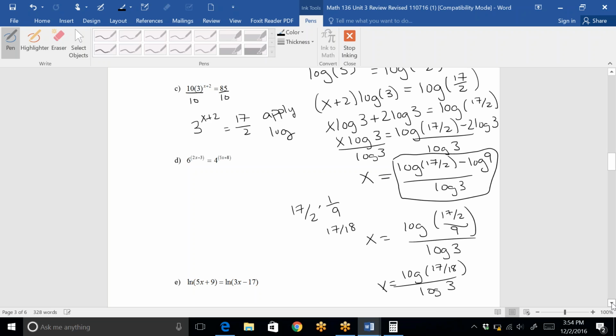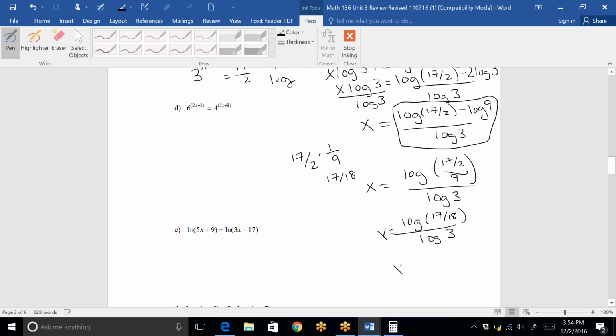And because these have the same base, they're both base 10 because they're both regular common logs, you can turn this back into a single log by writing the top part as the argument and the bottom part as the base. That's using the change of base formula backwards. So that is a more simplified version of this answer up here. Both of these are considered exact answers because we haven't rounded anything.